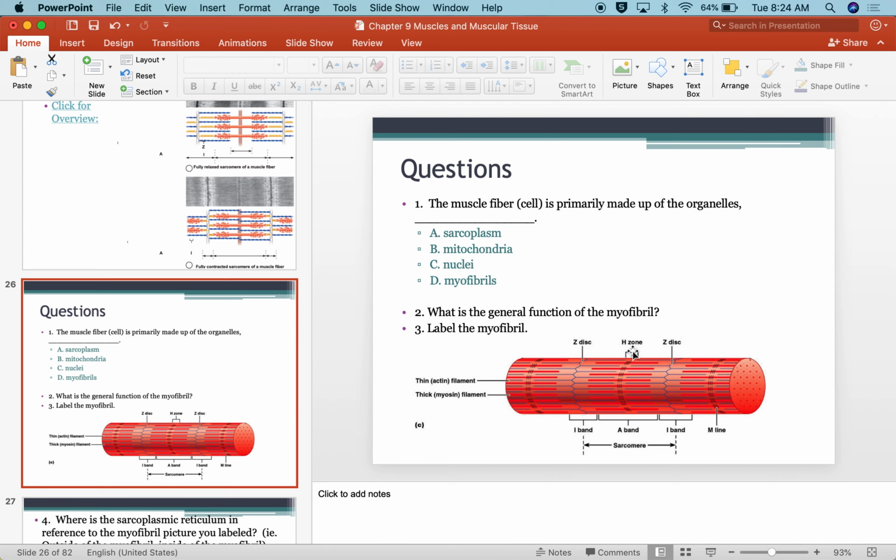The H zone actually disappears, as well as the I band, during a muscle contraction, because here the actin would overlap, so you wouldn't see this H zone, which is just the space between the non-touching actin. And then this space around here, because the Z lines come together, would also disappear because the actin is pushed in so far.